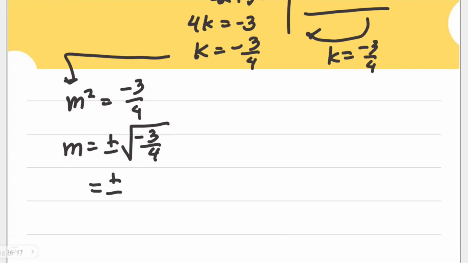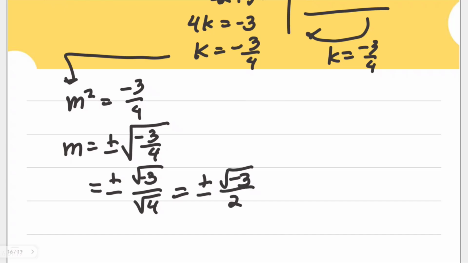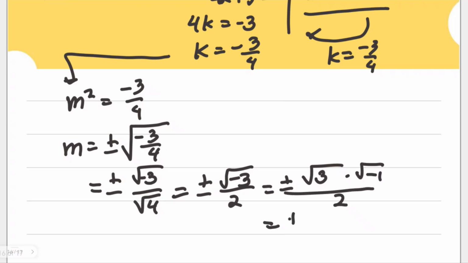Applying the laws of radicals, you have the square root of negative 3 over the square root of 4, which will give you plus minus. Let's start with the denominator, that's actually 2. Plus minus, now this is actually the square root of 3 times the square root of negative 1, all over 2. So your final roots are plus minus square root of 3 i over 2.